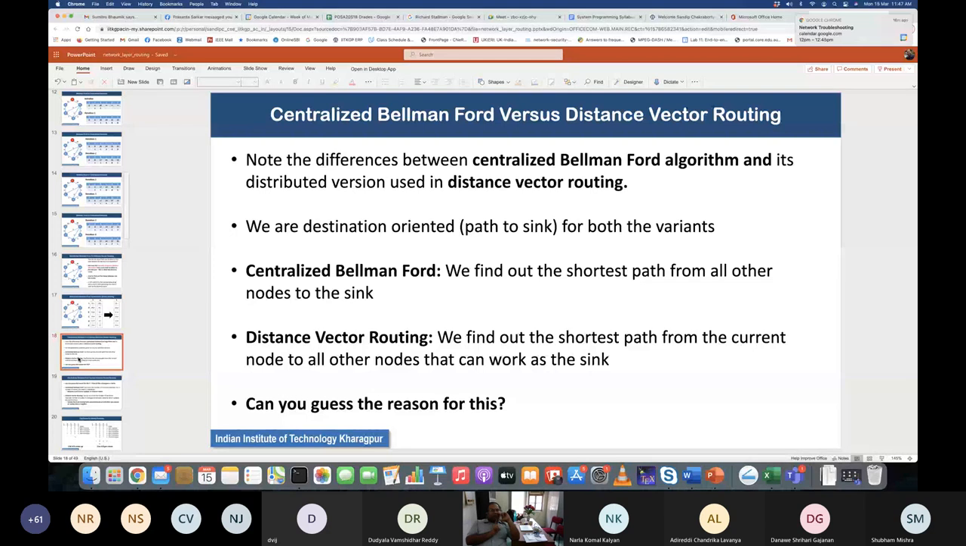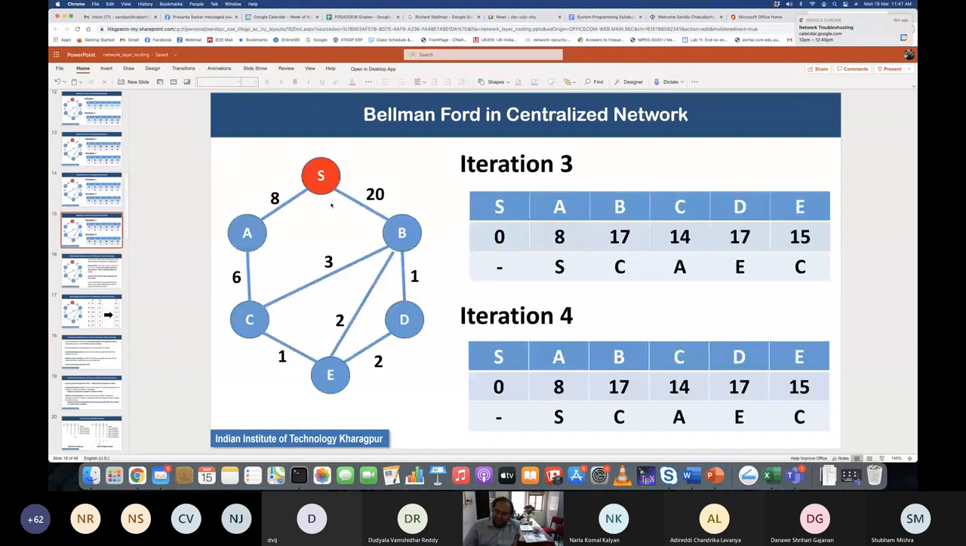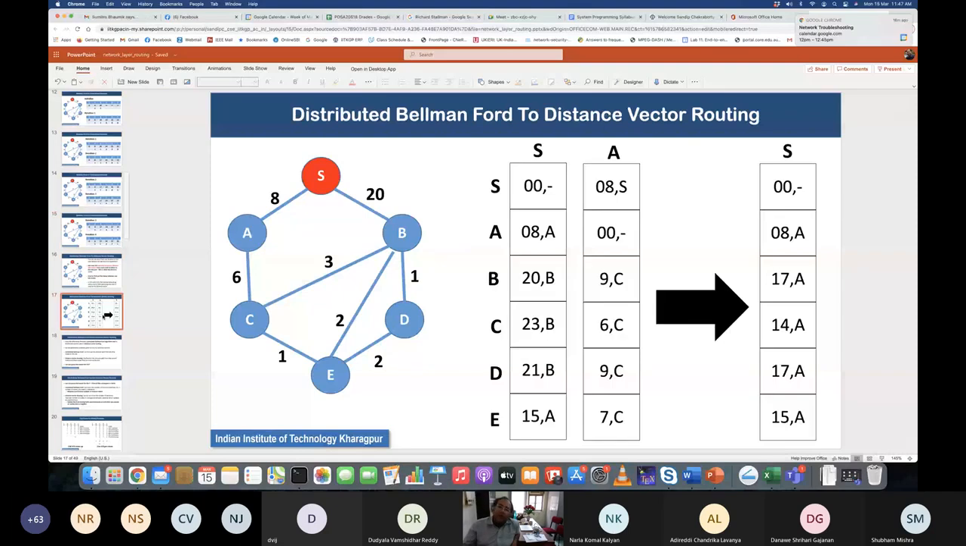Okay. So are you able to observe this difference that I was mentioning? In the centralized version, S is computing the shortest path for all the nodes towards this node, and for every iteration we are doing that. But in the distributed version of the Bellman-Ford algorithm, that is the distance vector routing protocol, we are computing the shortest path from each node towards S. Okay, that's the reverse thing. If you are not able to understand, let me know.